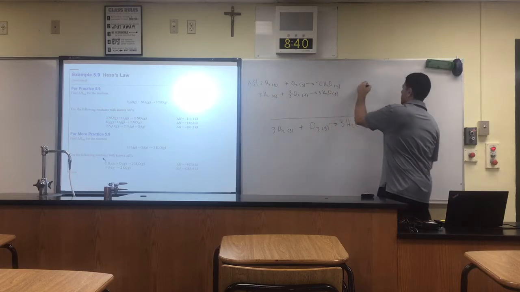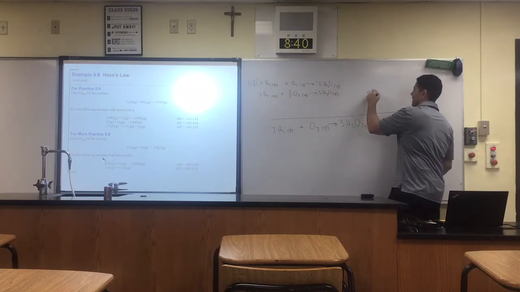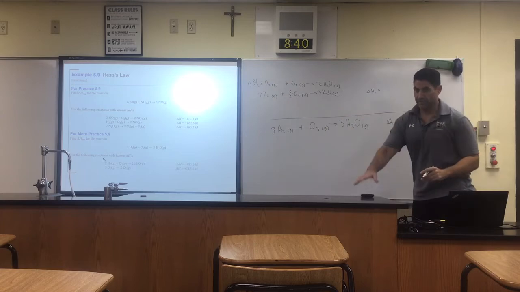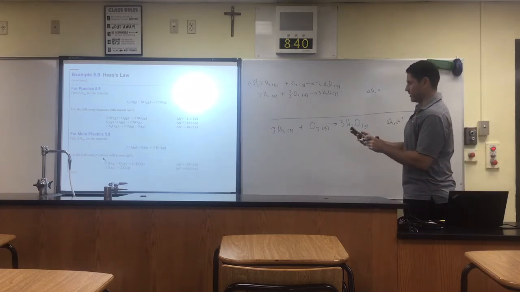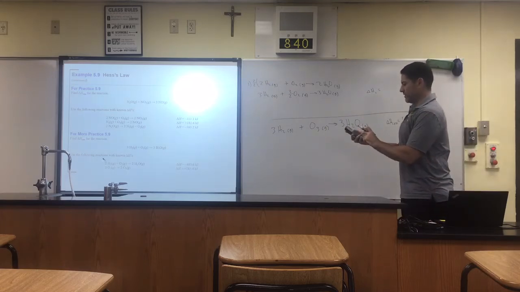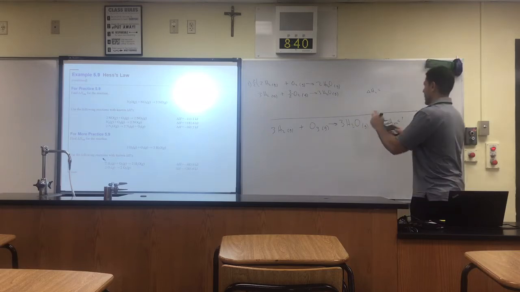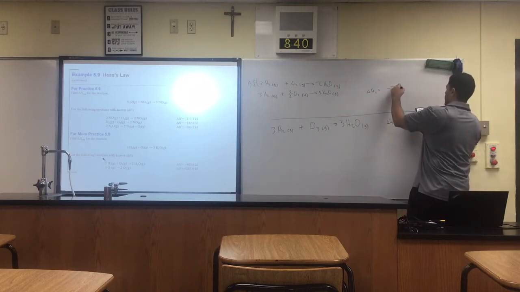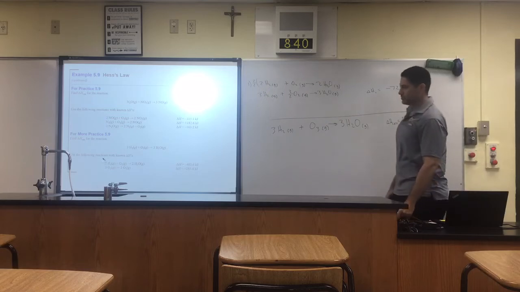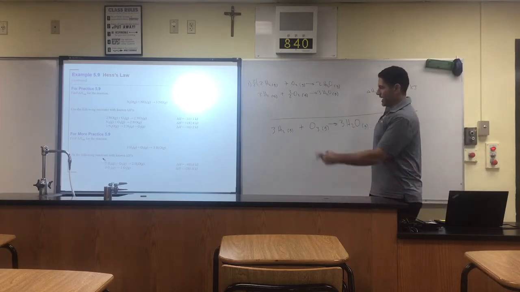And then down here, let's get the delta H for that first reaction, and let's multiply it by 3 over 2. So you got negative 483.6 times 3 divided by 2, and you get negative 725.4 kilojoules. Okay? And then we got one more.